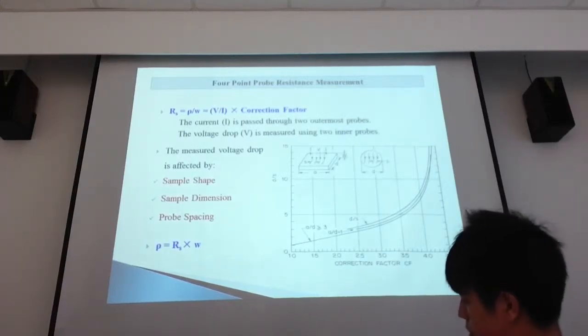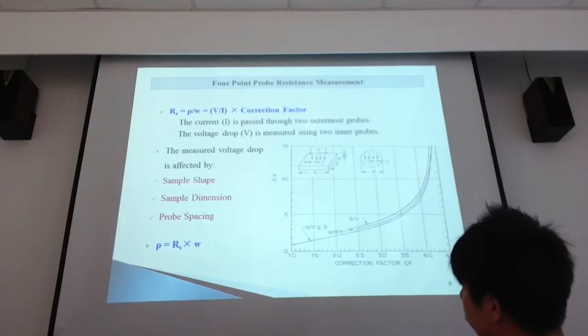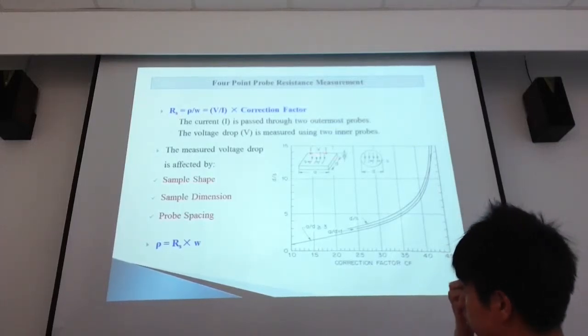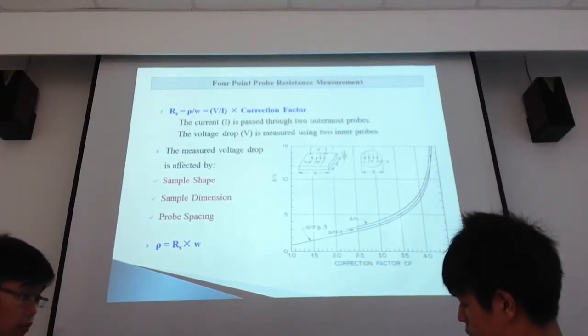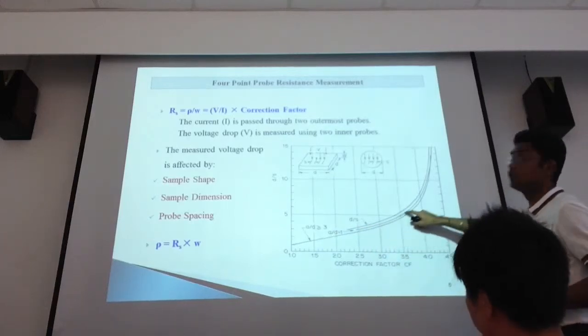Okay. Now let us say you have a square wafer. So what happens to A and D? What is the relation between A and D? A is equal to D, right? A by D is equal to 1. So this is the curve, A by D is equal to 1, you have to follow.